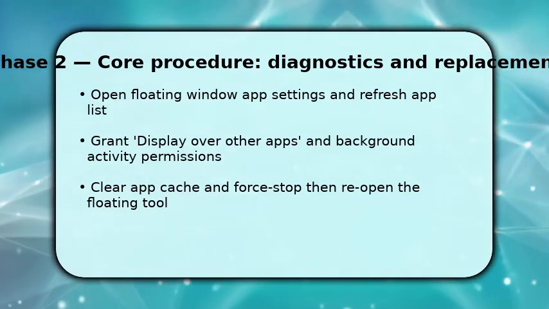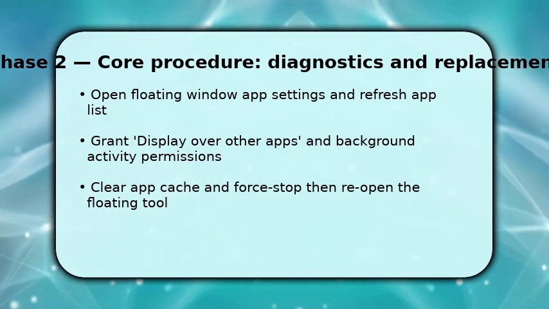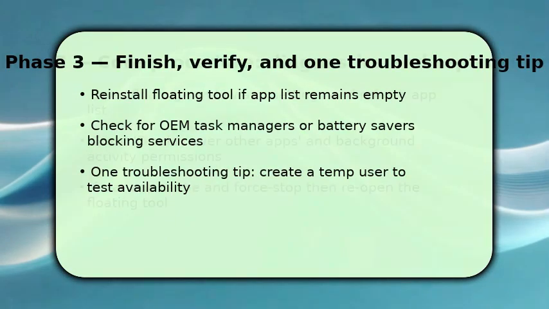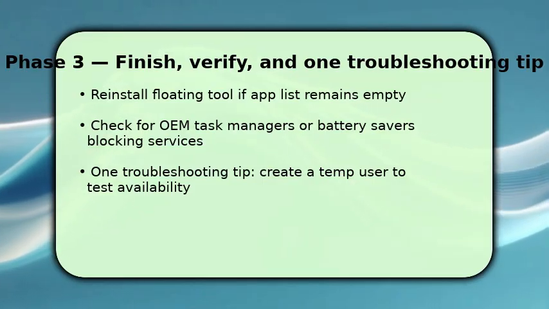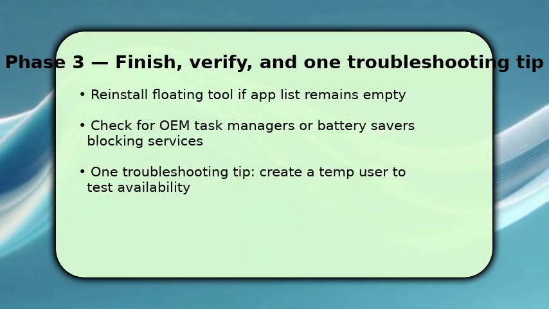If the list still shows none, use the built-in rescan or manual add option to explicitly include target apps. Finish by validating the floating window can attach to one app. Open the target app and trigger the floating tool while watching for permission prompts.